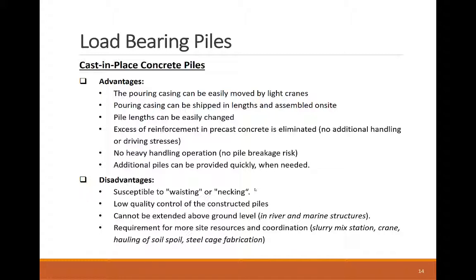Finally, cast-in-place piles are pricier than other pile types, because they require a lot more resources and operations on site, like running a slurry mix station, an additional crane, excavator, and trucks for hauling the soil, and a space also to fabricate the continuous steel cage.